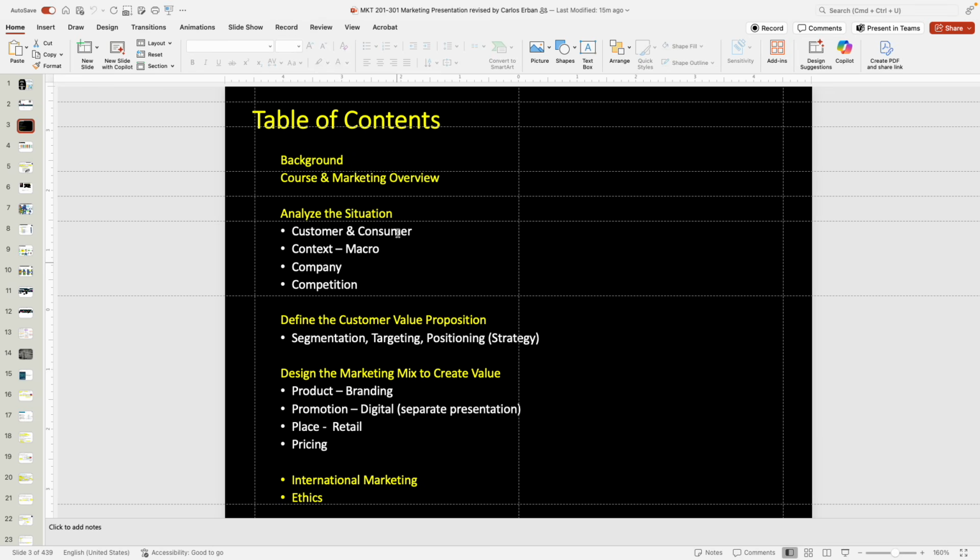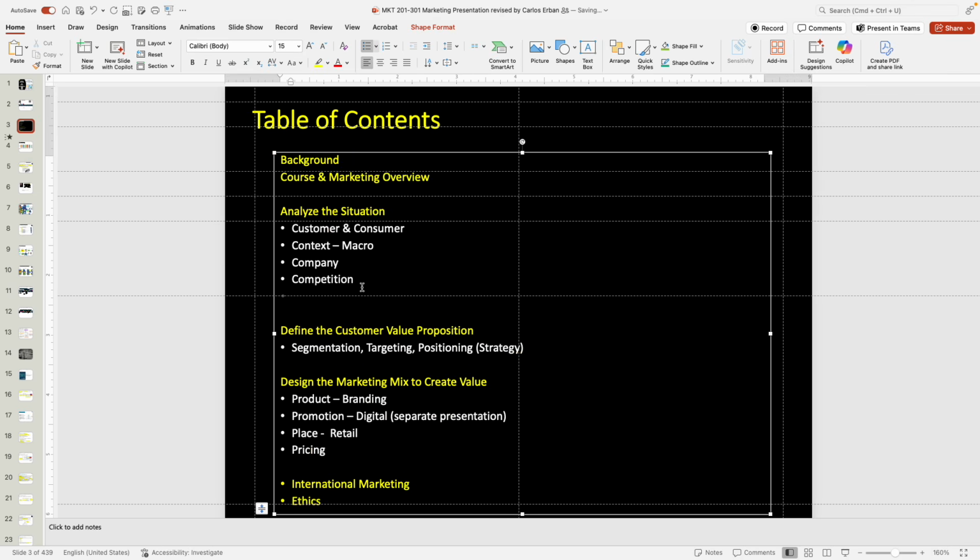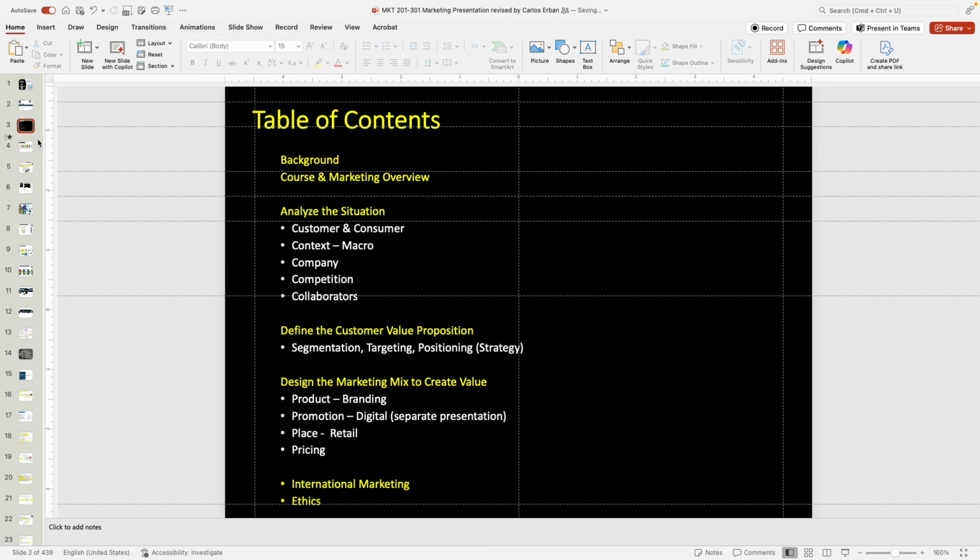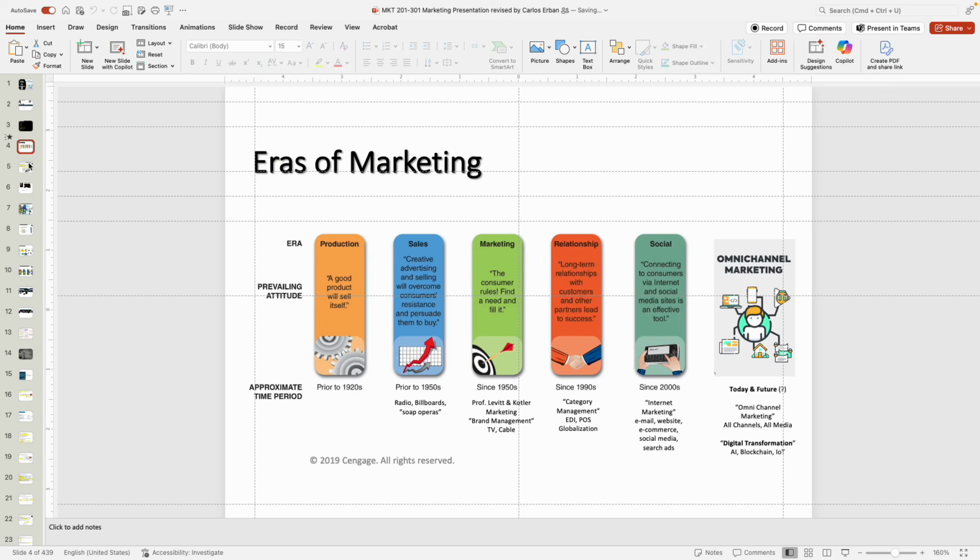Basically this exam is about these two sections: analyzing the situation and defining customer value. Analyzing the situation has the 5 C's, and defining customer value is STP. Now, it doesn't mean that there is nothing about the 4 P's. It's just that we haven't gone into depth on the 4 P's yet. That's what we're going to do after the midterm exam, okay?